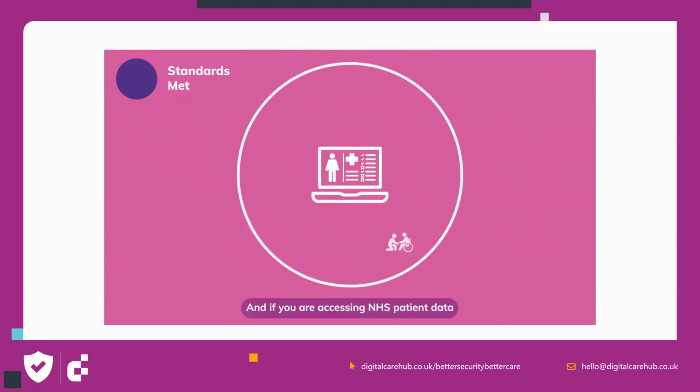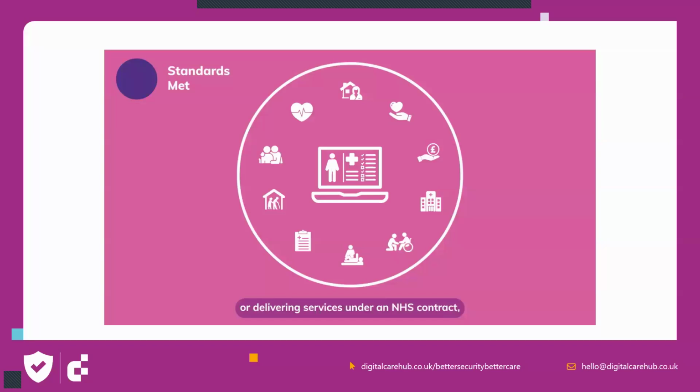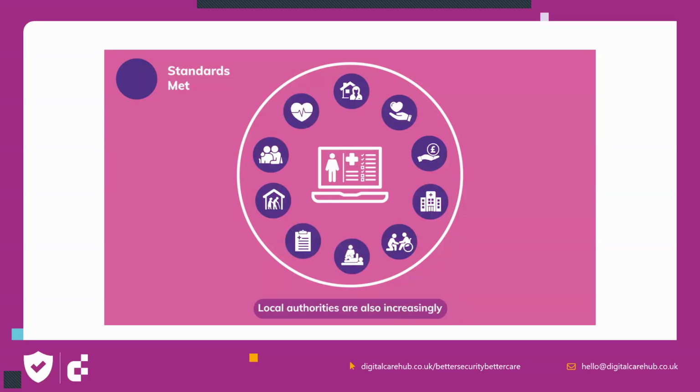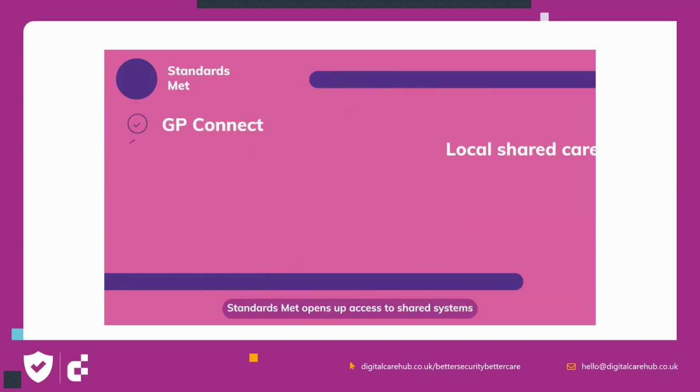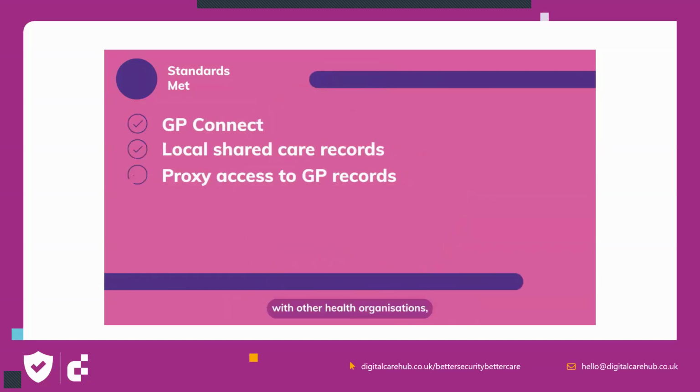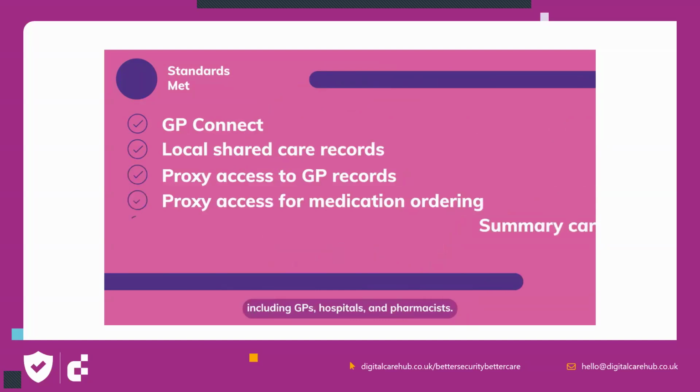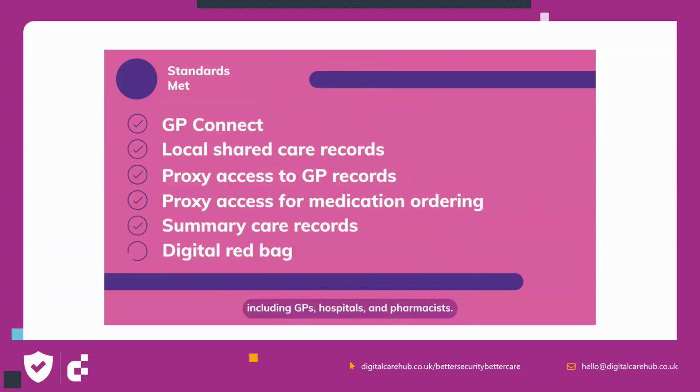And if you are accessing NHS patient data or delivering services under an NHS contract, you must have reached standards met. Local authorities are also increasingly asking for the DSPT in their contracts. Standards met opens up access to shared systems with other health organisations, including GPs, hospitals, and pharmacists. These systems can improve decisions you make about someone's care and save your staff time.